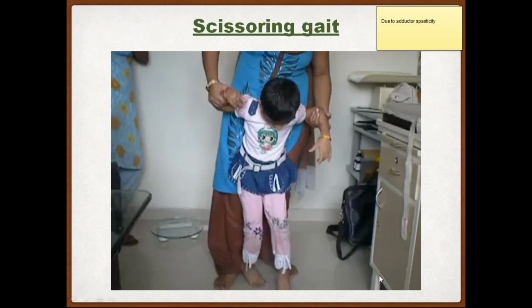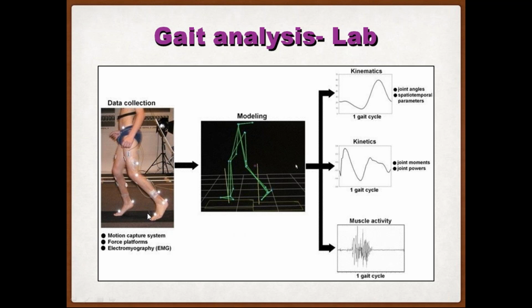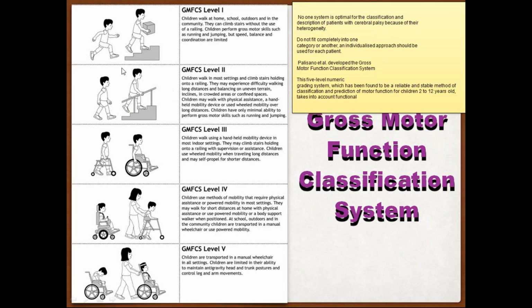So this is known as scissoring gait, and it will be very difficult to walk. Gait analysis is done in a separate room where electrodes are attached here, and the patient is analyzed with this graphical presentation. And this is the Gross Motor Function Classification System, GMFCS, so level 1, 2, 3, 4, 5.